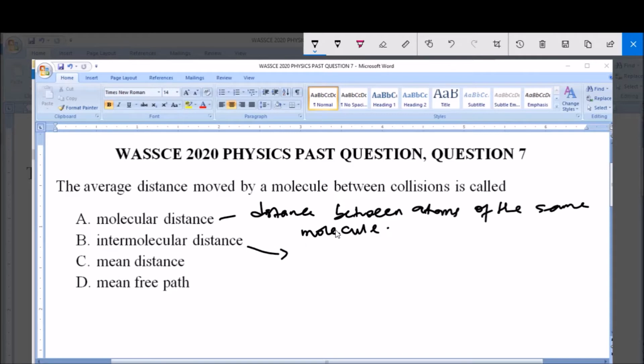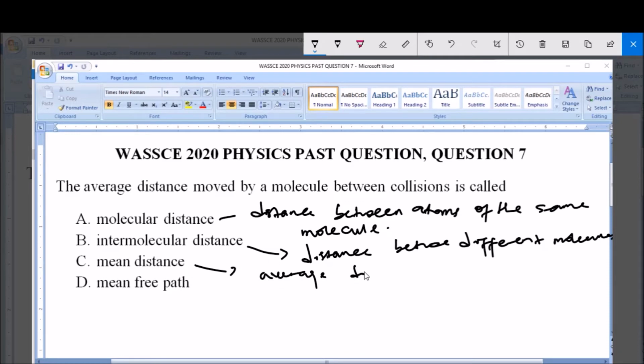Now, B says intermolecular distance. This is the distance between different molecules, or two molecules. Now, mean distance. This is the average distance between molecules of any element.